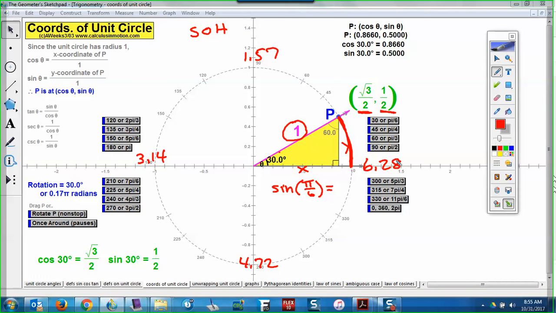So pi over 6 is about 0.5 to there, another 0.5 to there, and another 0.5 to there. That's how we get about 1.57. That's pi divided by 2, 3.14 divided by 2. Okay? So that's what radian numbers actually look like when we go around the circle.